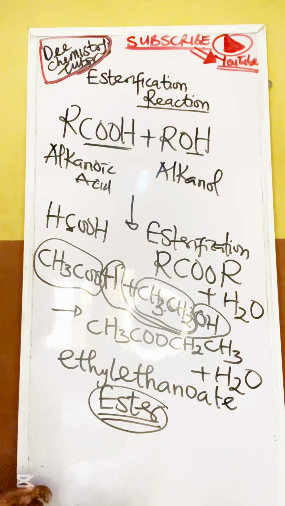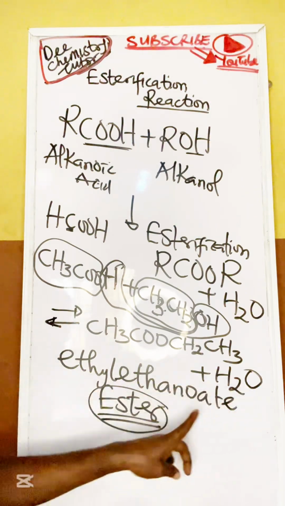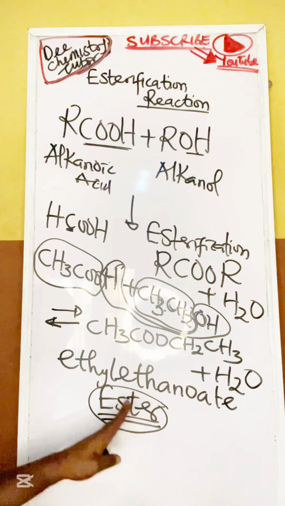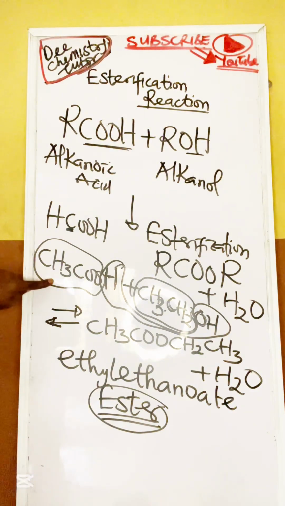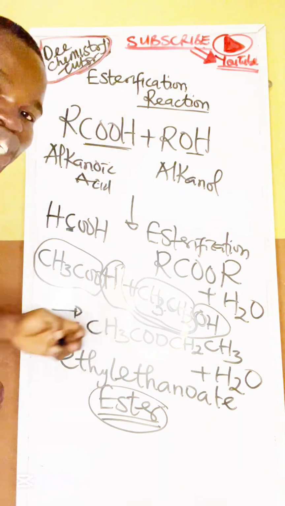And it is a reversible process. Please take note of that. Because why? Because it is water. So I can just add water to this to break it. I can hydrolyze this ethyl ethanoate to form back this. So it's a reversible process. Please take note of that. They call this one acid hydrolysis.